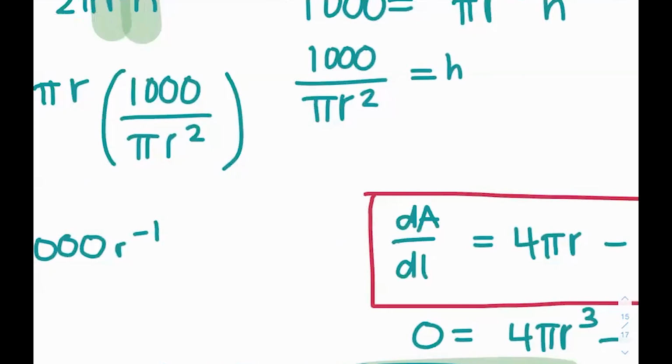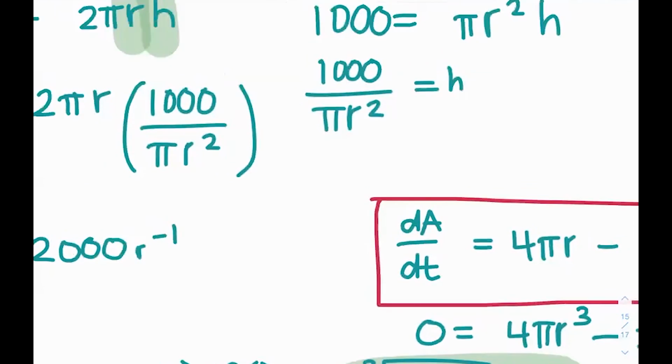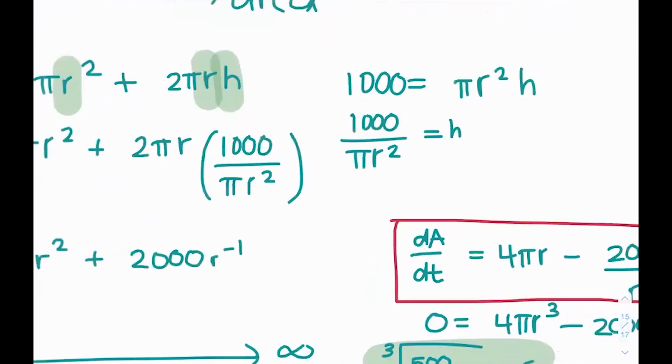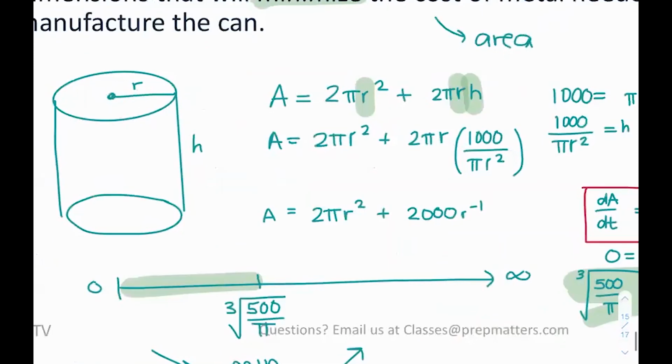That's going to give us a negative derivative. It's going to give us 4 pi minus 2000. That is a negative number. So I have a negative derivative in this interval. The derivative of A with respect to r is negative.